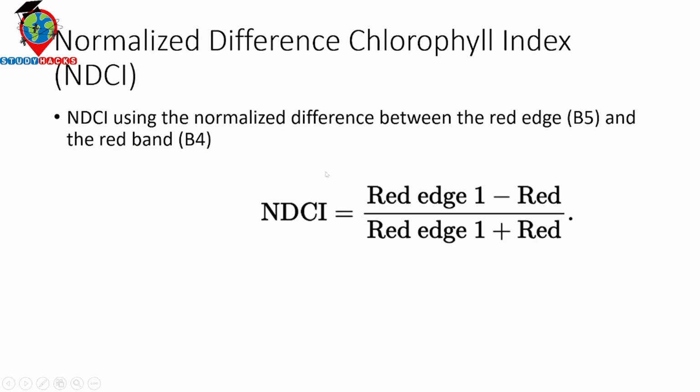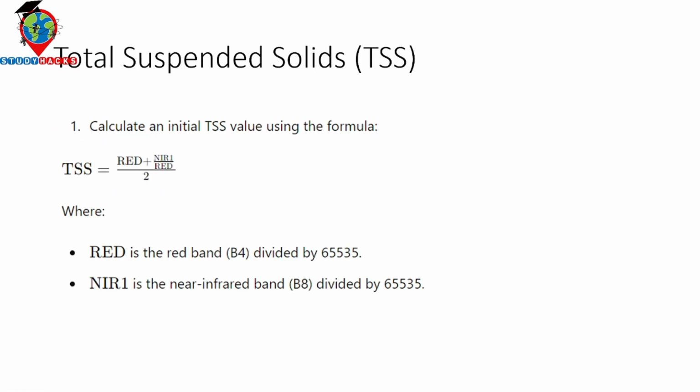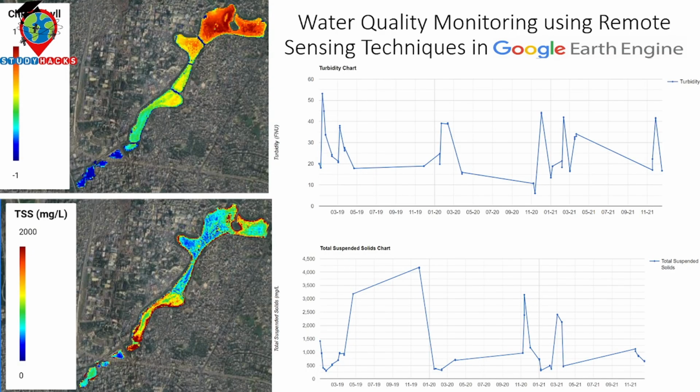And this is a very common formula, we already know about it. It's called the normalized difference chlorophyll index. Using Sentinel-2 satellite imagery, we can easily calculate the normalized difference chlorophyll index. The formula is red edge 1 minus red divided by red edge 1 plus red. When I apply this formula, we can easily estimate the normalized difference chlorophyll index. We will also discuss the time series chart, how we can easily create it for turbidity, total suspended solid or chlorophyll. So let's go to the practical session.